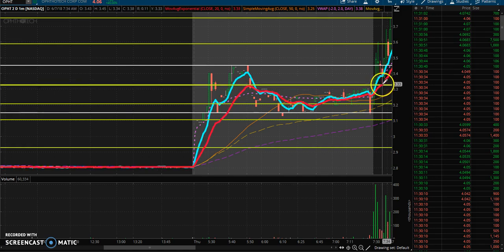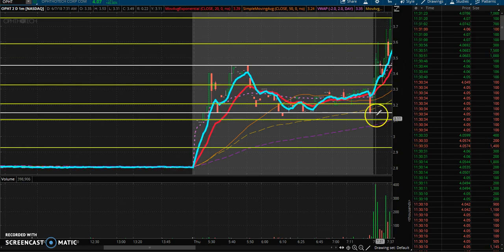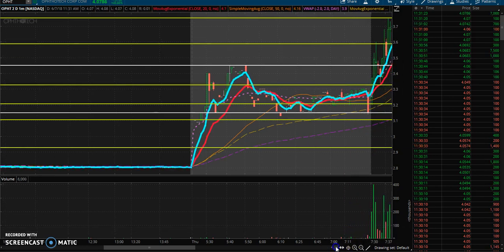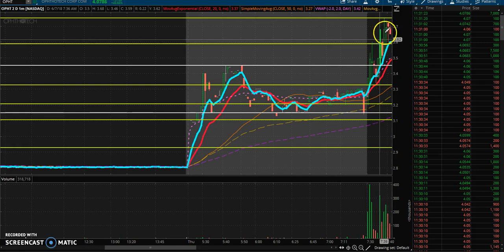But like I said, this is why I'm making this video, so I can point out where the supports are. So again, this is a very strong support right here, and like I said, you could have ridden the 8 EMA up until about 375.